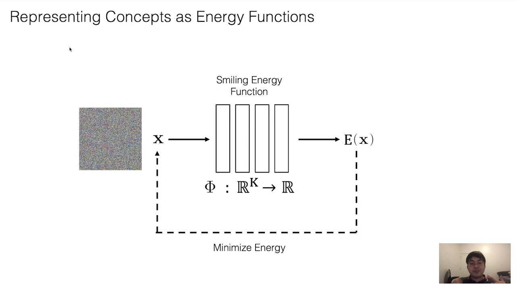We may generate from an energy function representing a concept by minimizing the energy of an input image with respect to the output energy. This minimization process allows us to find an image that the underlying energy function assigns low energy to. For example, consider an image that starts as noise on the left. After optimization, it will gradually refine to a face of a person that is smiling.